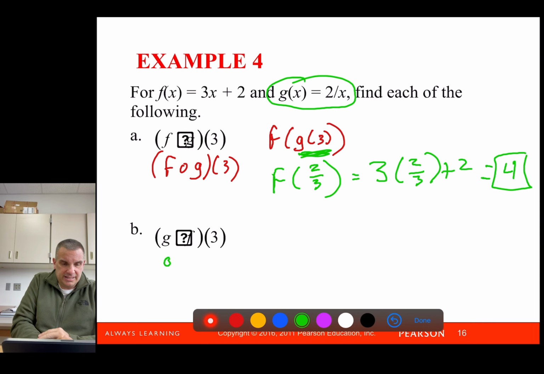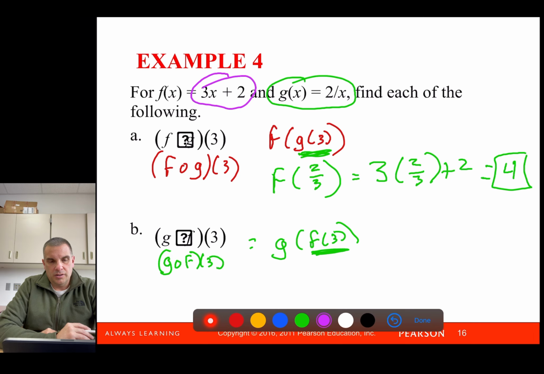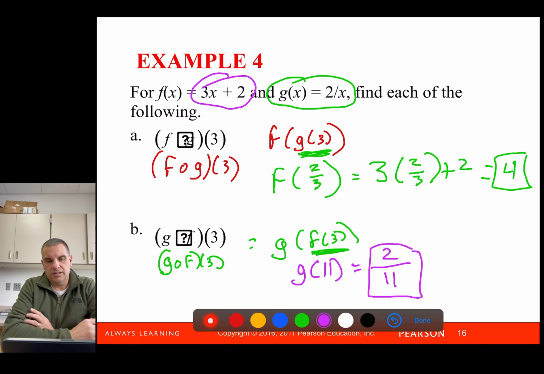The next one asks us to find g of f of 3, which means we have to find g of f of 3. So we start on the inside. We have to find f of 3 first. 3 times 3 is 9. 9 plus 2 is 11. That means we have to find g of 11. Anywhere in the g function where I see an x, I have to replace it with an 11. So it's 2/11. And we're done with those two.